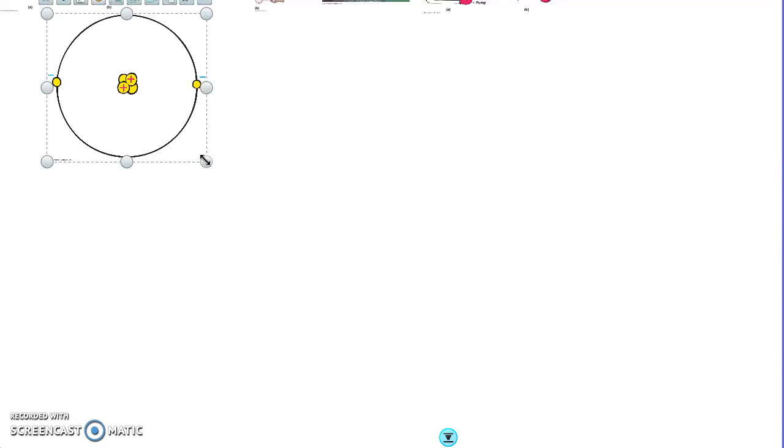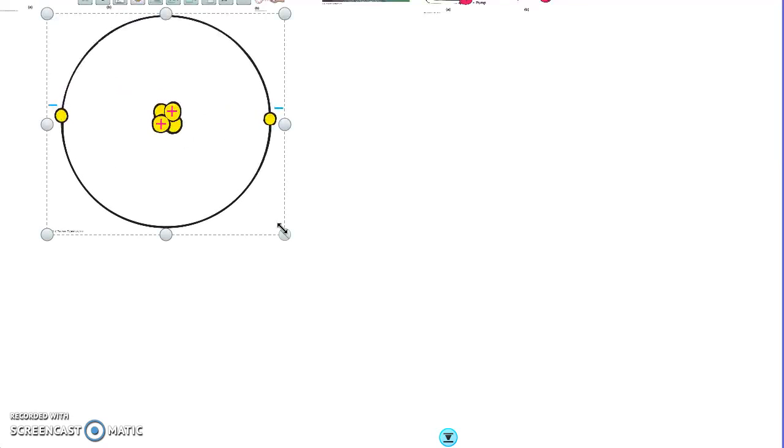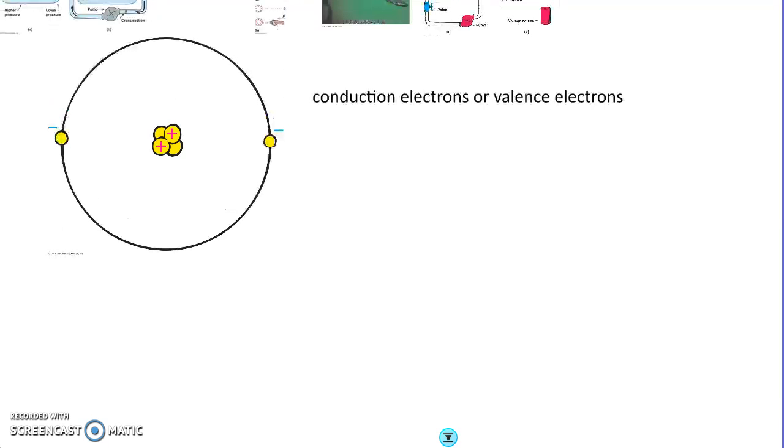Sometimes they may call them conduction electrons, because these are what conduct electricity or conduct heat for that matter, when we get to that. But you may hear them called valence electrons. Usually you hear conduction electrons if you're talking about electricity or heat, but valence electrons is what we usually call them in chemistry.